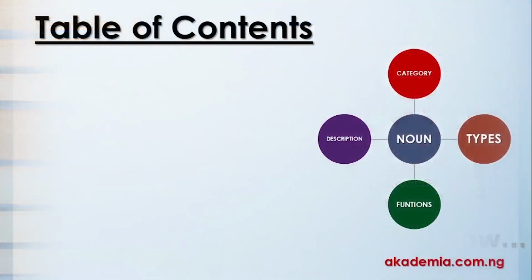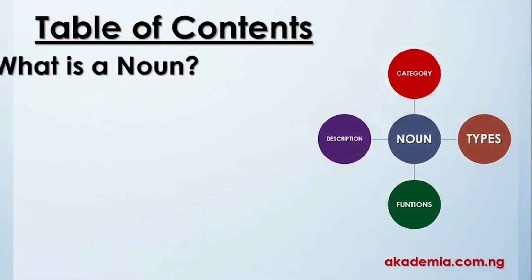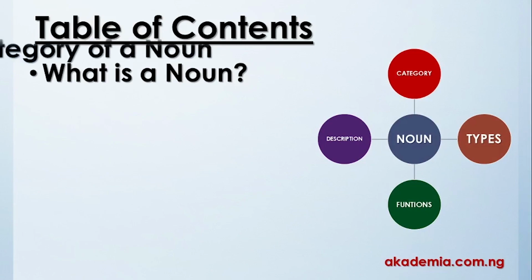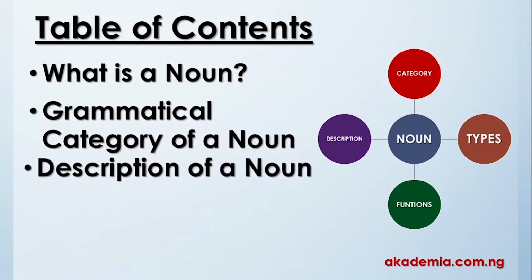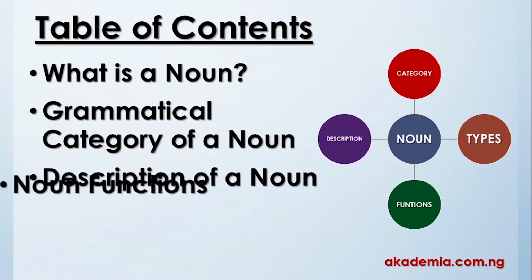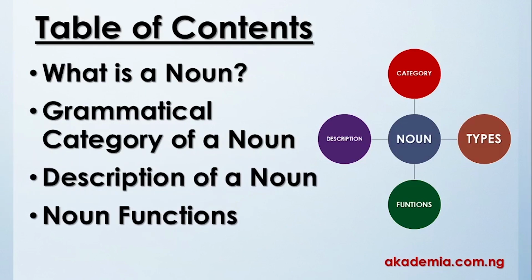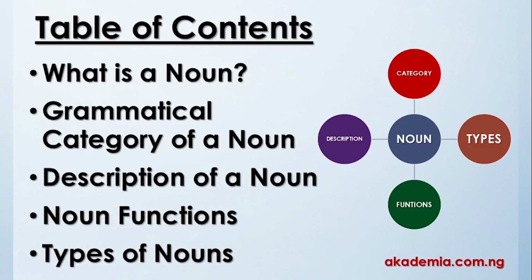In our table of contents, we'll be looking at what is a noun. We'll be checking out the grammatical category of a noun. We'll look at the description of a noun. We'll go ahead to talk about noun functions. And then finally, we'll be looking at types of nouns.